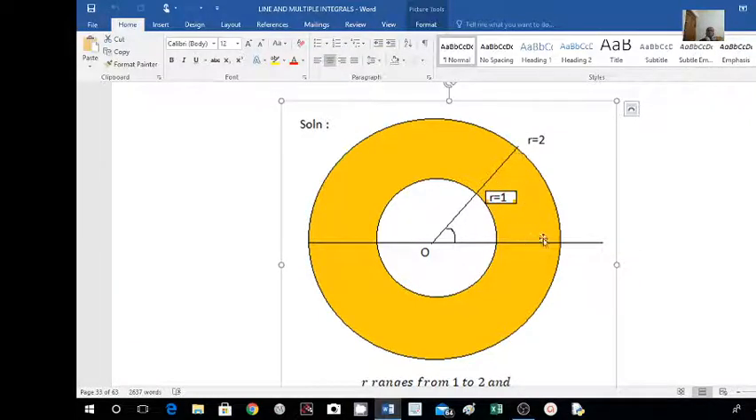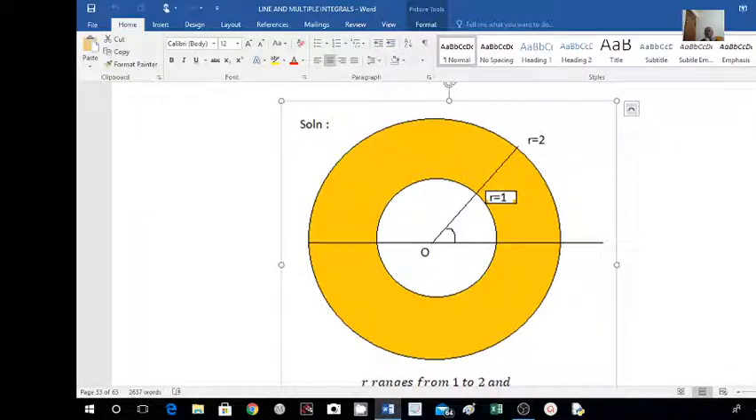What about theta? Theta has to start from here, which means theta equal to 0, and it has to rotate to complete the full round. So theta has to go from 0 to one round. One round means 2 pi. So theta ranges from 0 to 2 pi, and r ranges from 1 to 2. So these are the limits.